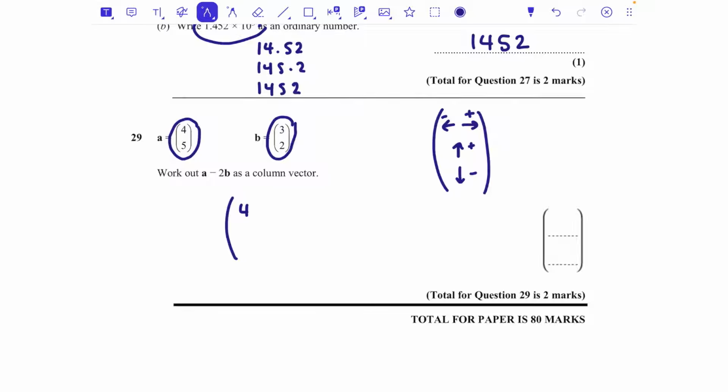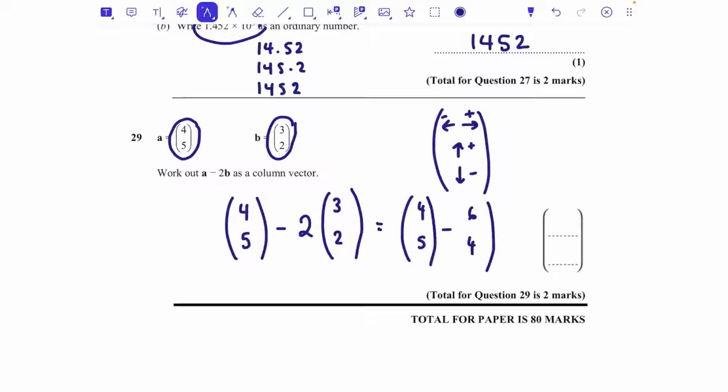Now we want to do 4, 5, take away 2 of B. So take away 2 of these. So that's going to be the same as saying 4, 5 minus 6, 4, because I've just doubled each of these. Vectors are not like fractions, so you don't need to worry about the denominators being the same or anything like that. It's not a numerator and a denominator. It's just saying we're going 4 to the right and then we're taking away 6, which means we actually end up going back the other way. So 4 take away 6, that's minus 2, and 5 take away 4, that is just positive 1.